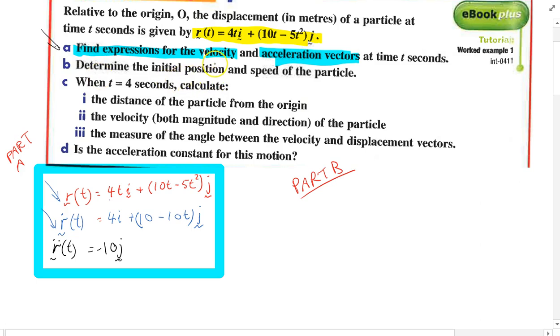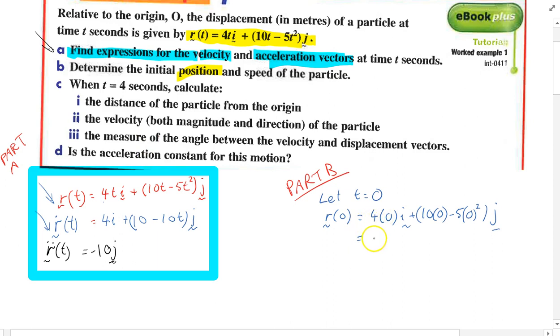There are two questions here, the initial position and the initial speed. If we want the initial position, we just let t equal 0 and put it into this function. So r0 equals 4 times 0 i plus 10 times 0 minus 5 times 0 squared, that's our j component. To no great surprise, that's going to be 0. So the initial position is the origin. This happens pretty frequently: a particle starts from the point (0, 0).